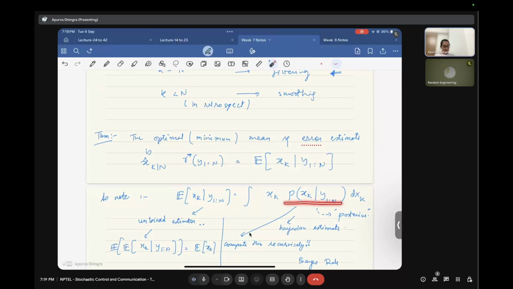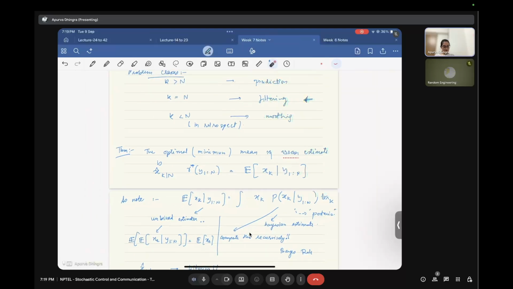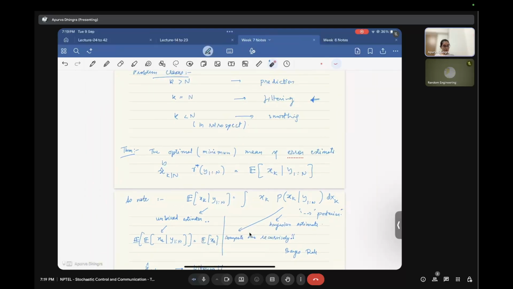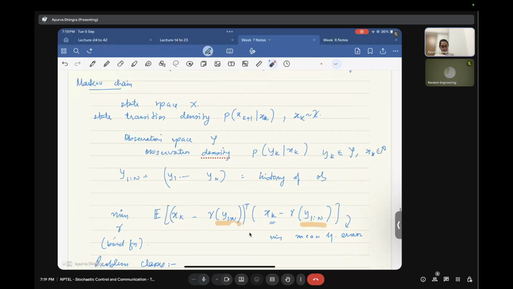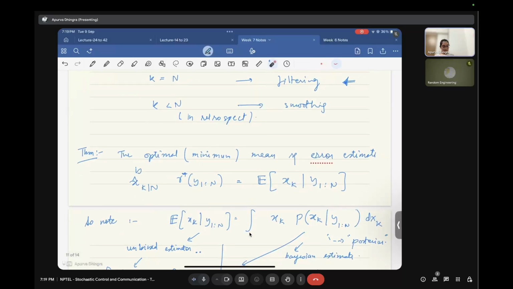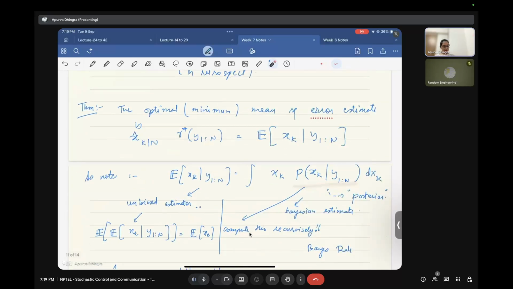But this is a quantity that is not known to us. This is not the setup of the problem. This is not a parameter or given in the description of the problem. In the problem, we had some transition probabilities in the state space, some observation densities given what was the true state, but we don't have something like this. So this is a posterior type quantity and we can find this using Bayes rule. Sometimes this is called Bayesian estimation, and this is what needs to be computed recursively.